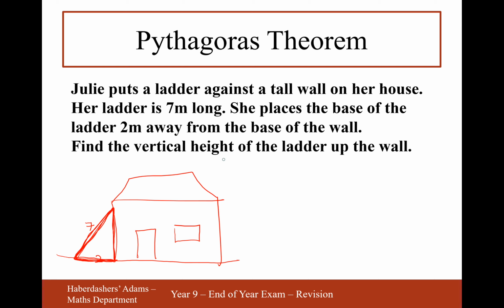So I need to work out the vertical height of the ladder up the wall. That's this height here. Now, in my right angle triangle, 7 is going to be the hypotenuse. So in this question, I'm working out a shorter side on this right angle triangle. So I'm going to have to do 7 squared, take away 2 squared to work out a shorter side. So that's going to be 49 take away 4, which is 45. The last thing to do to work out the height will be to square root the 45, because it's b squared that we've worked out here, and that will be 6.71. So 6.71 meters high up the wall is Julie's ladder.